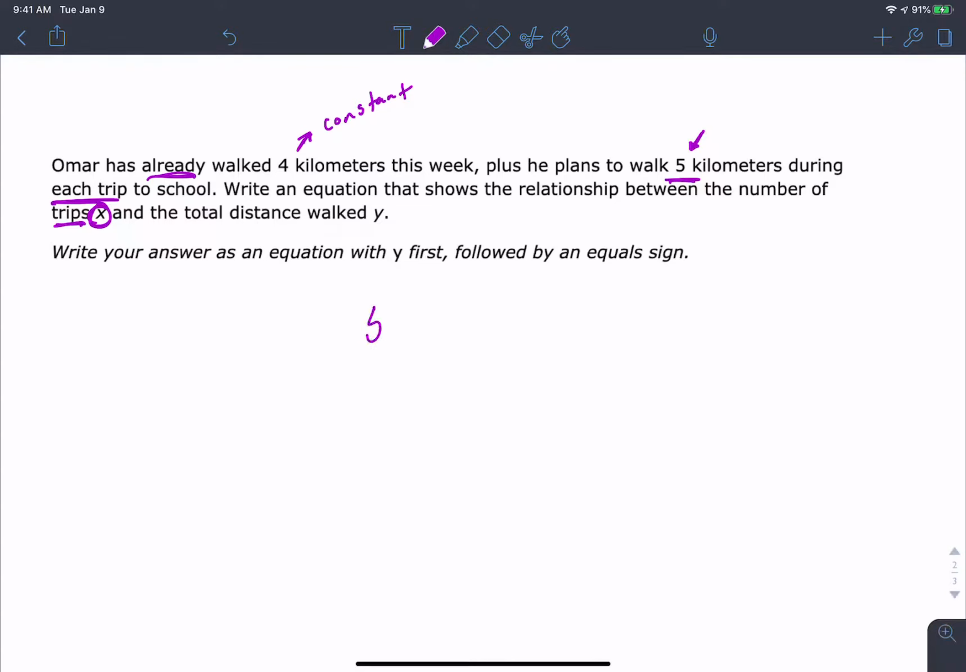So that means that 5 is going to have to be attached to the x. Start with y equals, because that's our total distance, and we know we already have that constant that we've already walked of positive 4. Okay, so hopefully this helps you break down these word problems here.